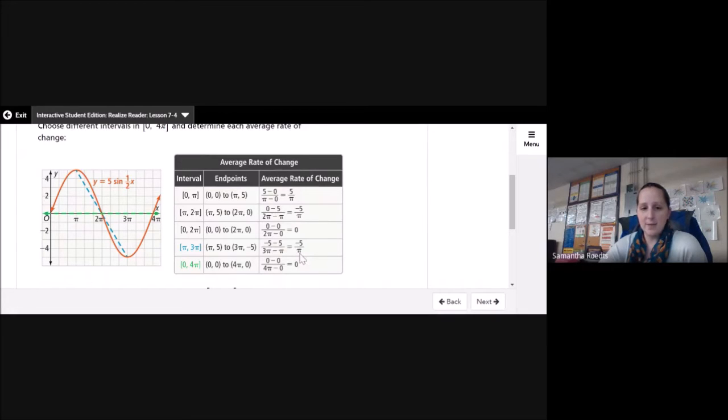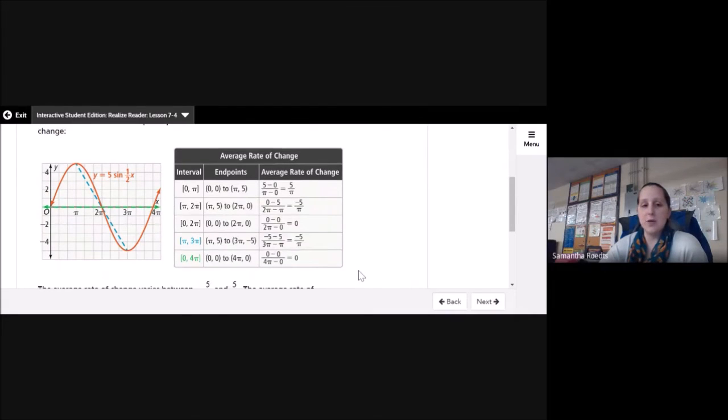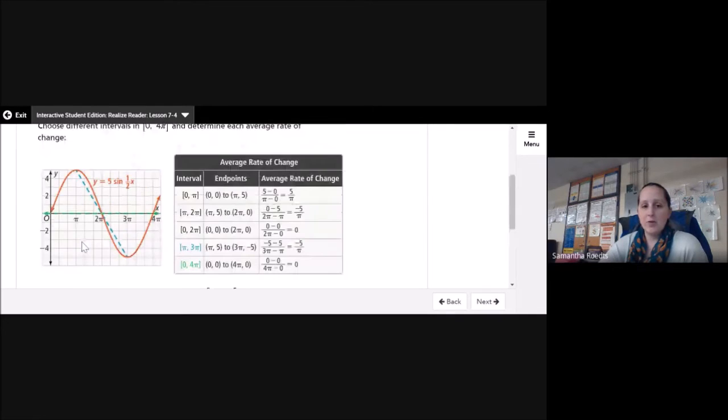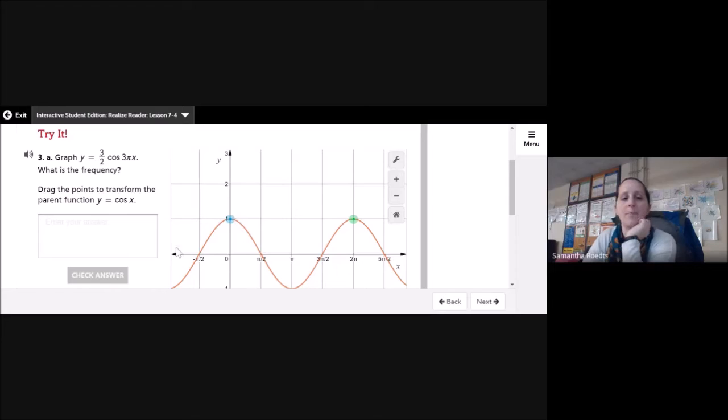Should be 2 pi, negative 5 over 2 pi. And then 0 to 4 pi. So over the whole thing, 0 minus 0 over 4 pi minus 0. 0 divided by anything, or 0 divided by 4 pi, is going to give you 0. So the average rate of change varies between negative 5 pi and 5 pi. The average rate of change over the whole period is 0. Okay?